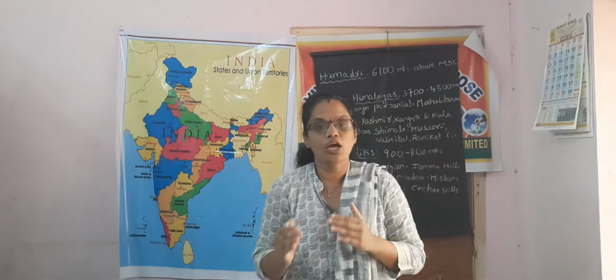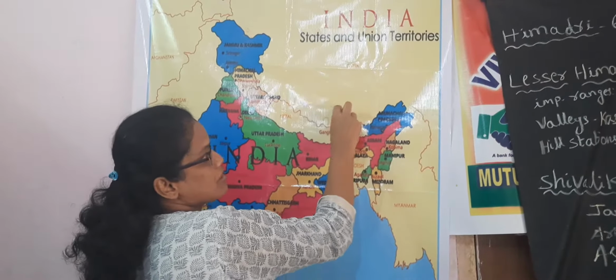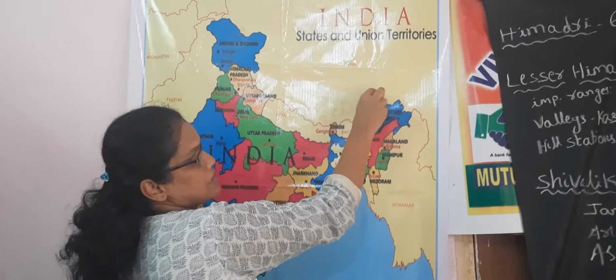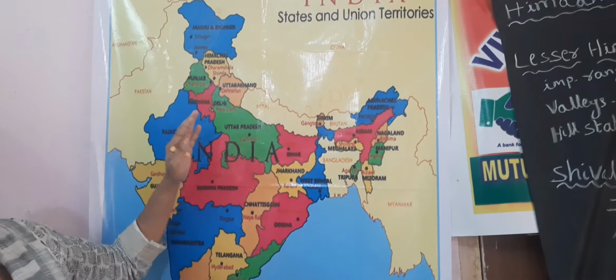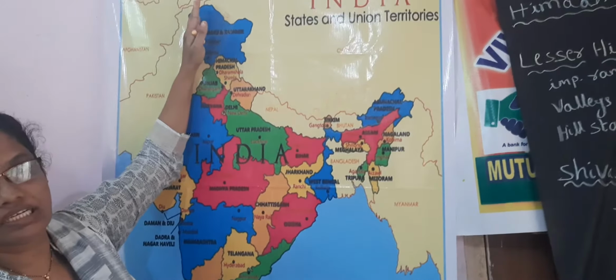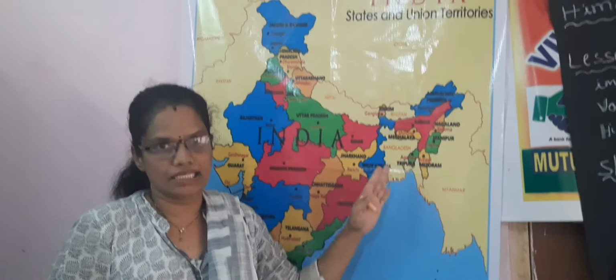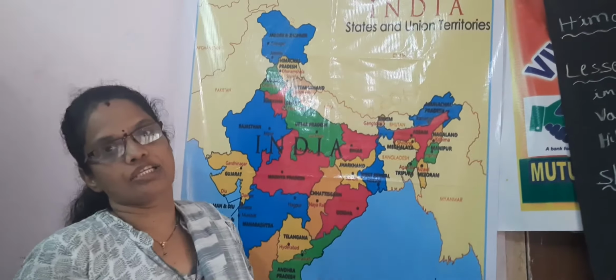In the western part the width is approximately 500 kilometers, and coming to the central regions and the eastern side, it is approximately 200 kilometers. That means the width differs from the western side to the central and eastern side. So we will discuss the parts of the Himalayas.